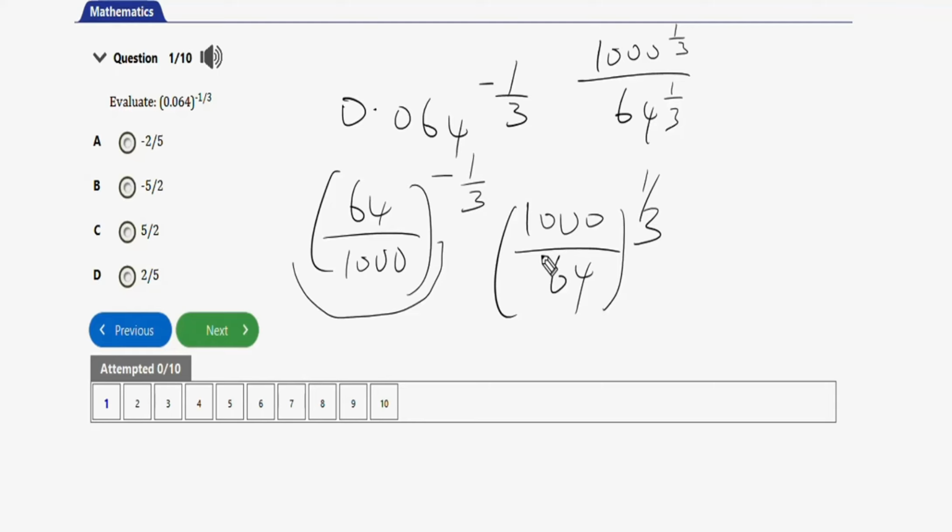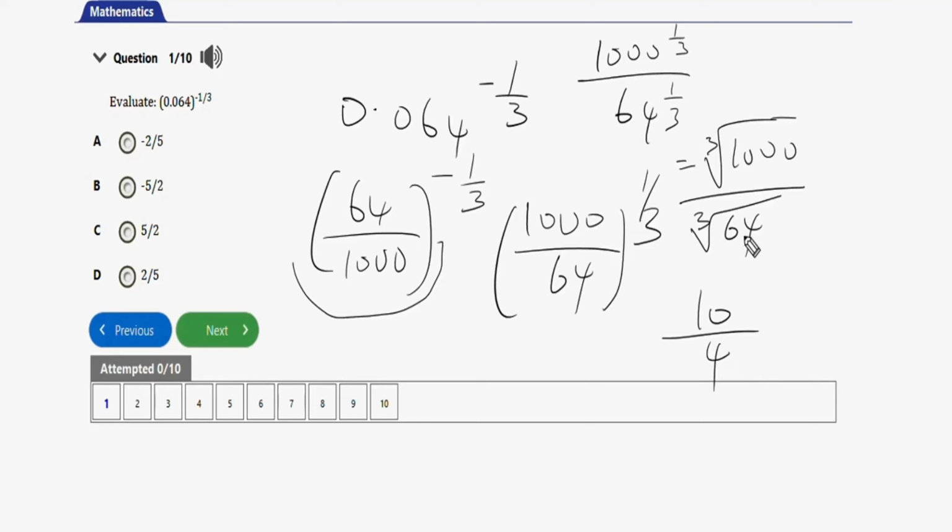1000/64 to the power 1/3. So mathematically, this is the same thing as cube root of 1000 over cube root of 64. So cube root of 1000 basically will give you 10, alright, over cube root of 64 will give you 4. Okay, so when you break it down, then we're going to have 2 into this 2, 2 into this 5. So your answer will be 5/2. Right option is what? Option C.